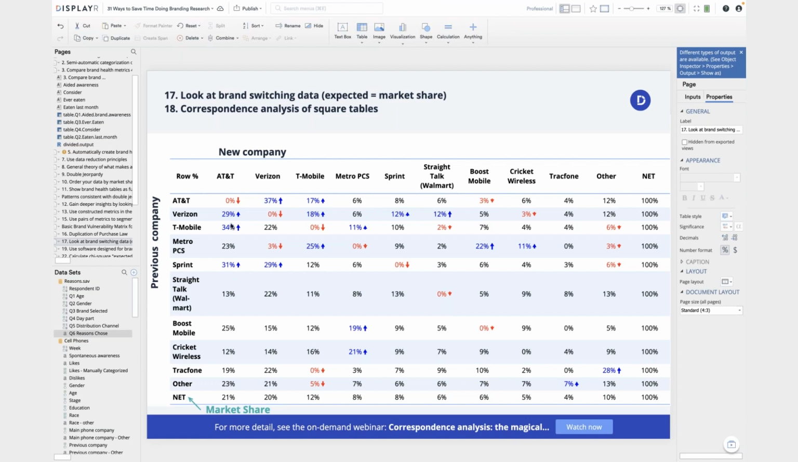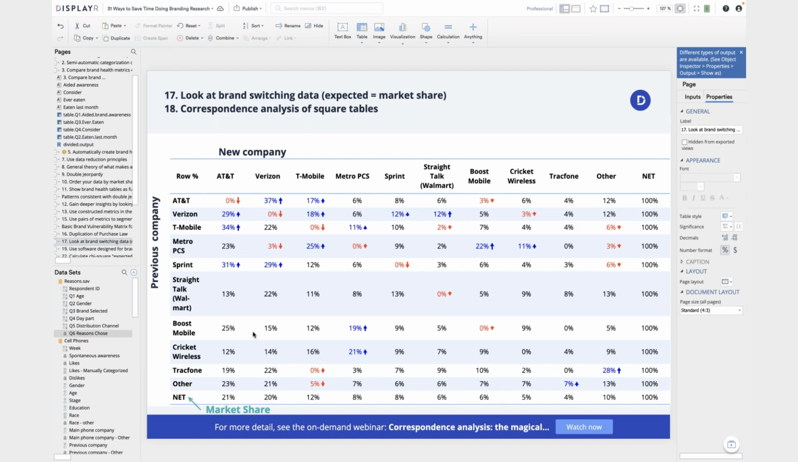T-Mobile also has a very high level of switching, relatively speaking. But if we go down here, we can see Straight Talk, 13%, well below 21%. This tells us that Straight Talk, which is a cheap brand, is less competitive with AT&T, which is a premium brand. And so we're quickly getting insights.